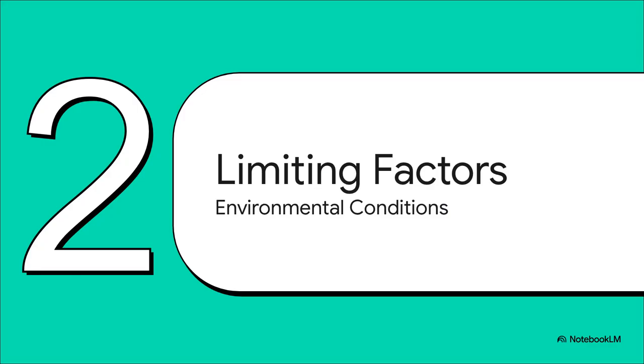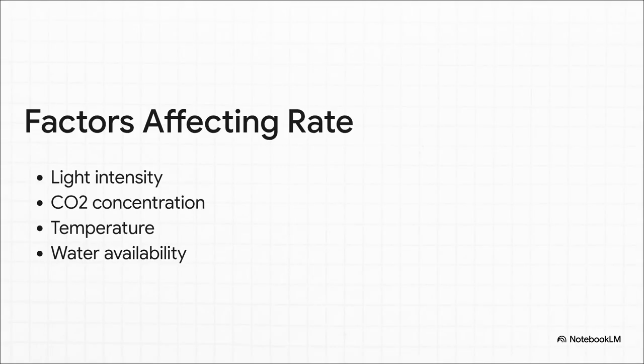Moving right along to Section 2, let's talk about what actually holds this process back out in nature. You see, photosynthesis doesn't just run at a constant maximum speed all the time. The rate depends heavily on four key environmental variables: light intensity, carbon dioxide concentration, temperature, and water availability. In biology, we refer to these as limiting factors.